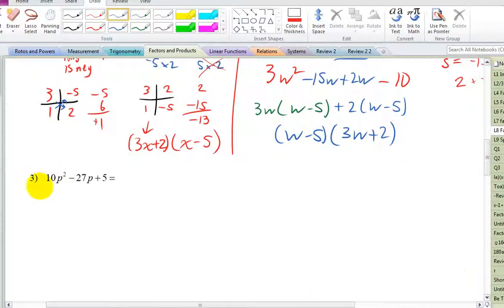So what's special about this one is it can be 10 and 1, or it can be 2 and 5. The 5 is simple, right? Minus 1 times minus 5, minus 5 times minus 1, or that's it, right? Yeah, that's it.